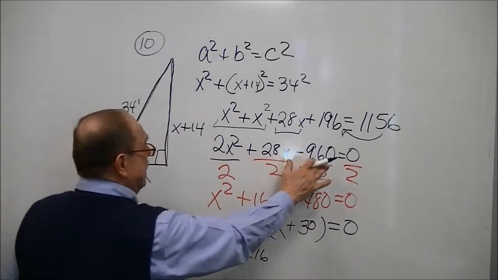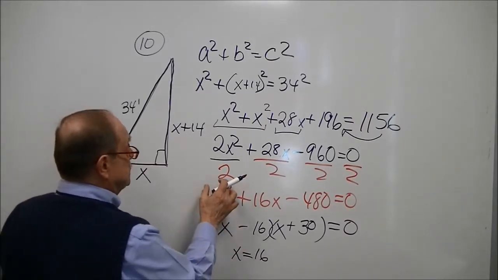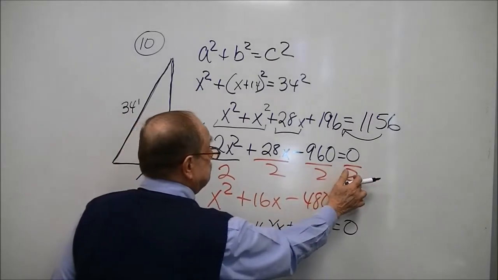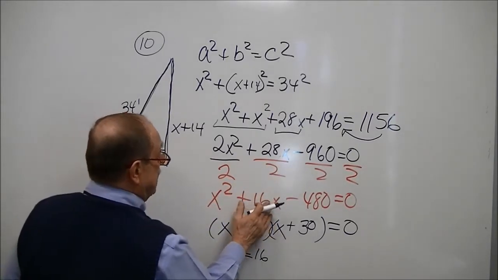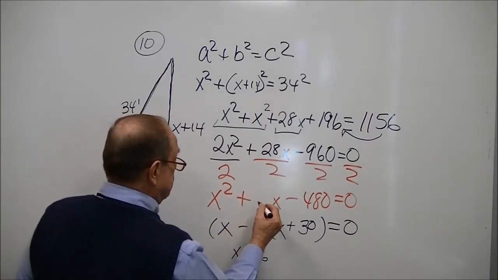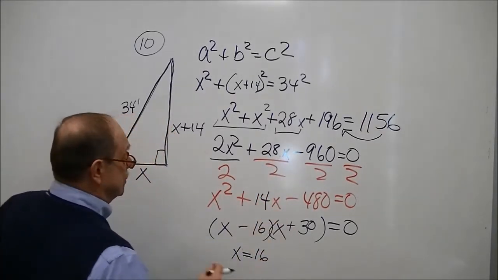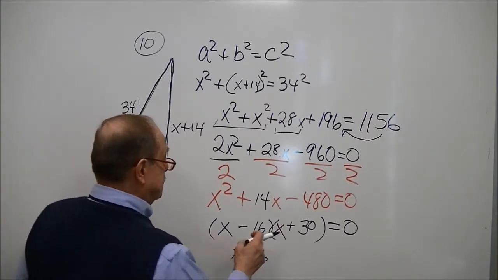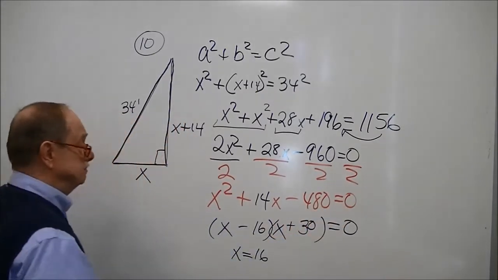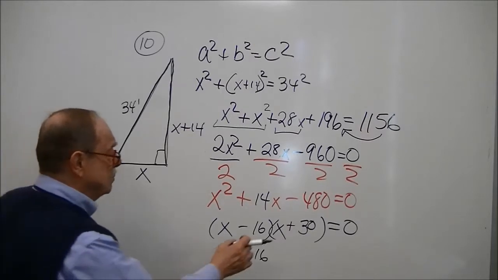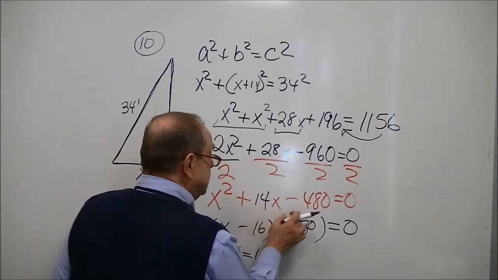Now we could try to factor that, but again, the smaller the numbers, the better off we are. So we're going to divide everything by 2, and we get then x squared, and I have that incorrect here. This is going to be 14. That's better. And then I subtracted this, and we have that. Now again, we're looking for factors that have a difference of 14.